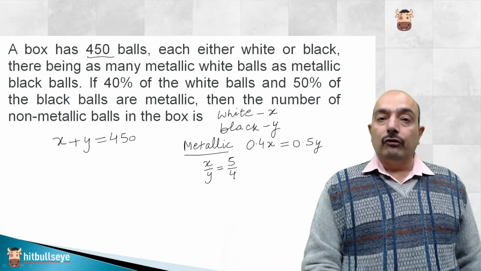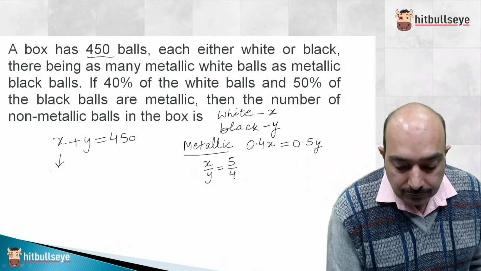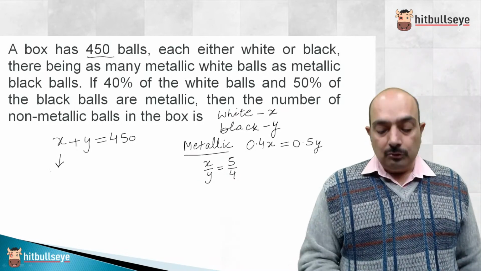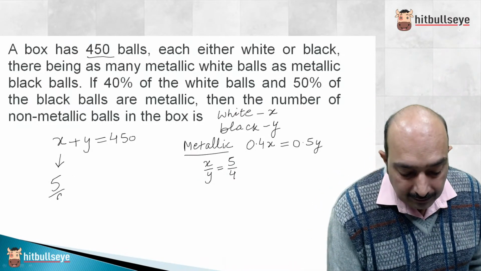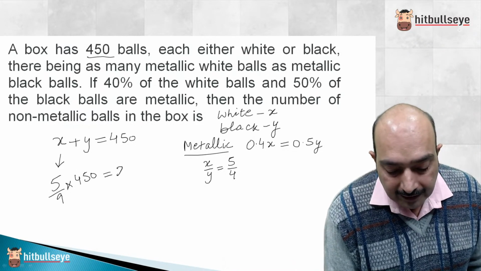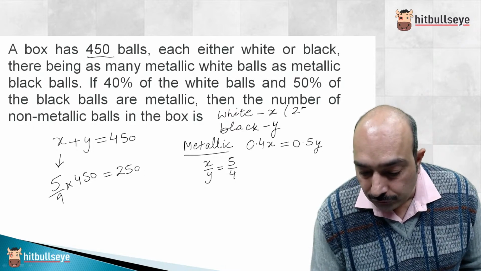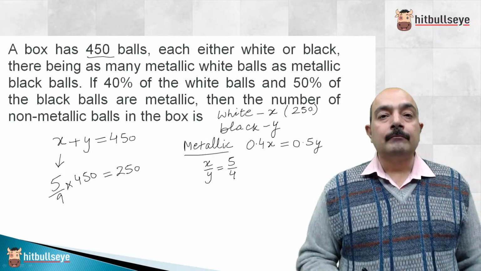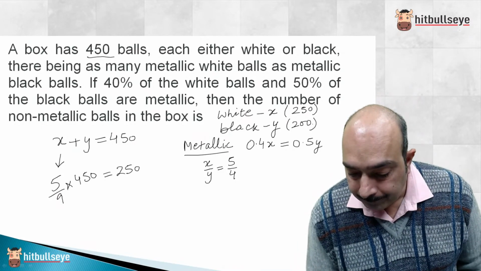So can we divide 450 in the ratio 5:4? Yes, we can. So how much would be x? That is white. So can I say that would be, yes, it would be 5 by 9 of 450. That will tell you 250. That means there are total how many balls? 250. Yes. And since there are total 450, so this would become 200.